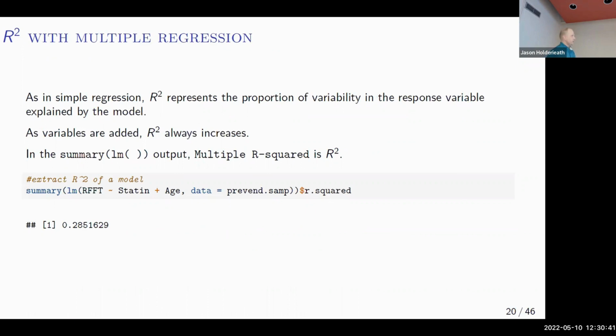One of the things that does change, though, as you add multiple explanatory variables, is that as variables are added, R squared is going to increase. So does that mean your model is better? So I added a variable. I'm trying to explain tree height, and I added something completely unrelated to tree height. R squared is still going to increase.